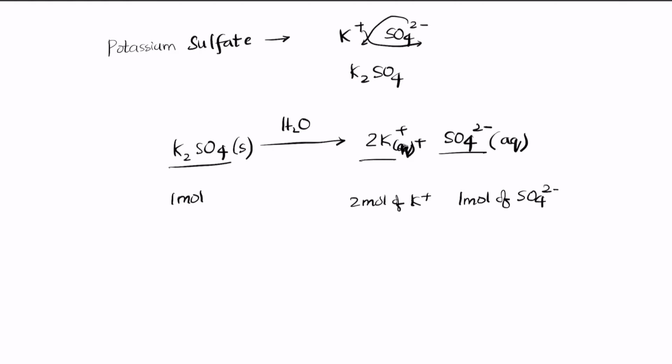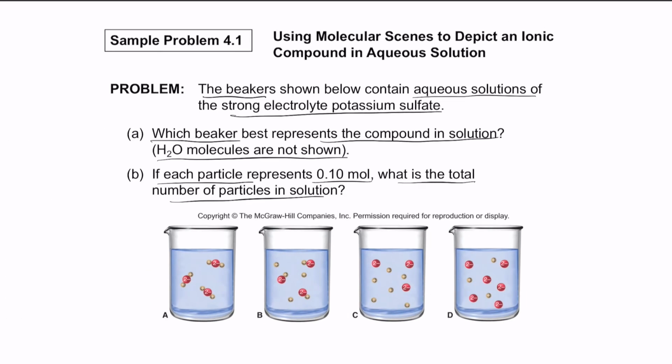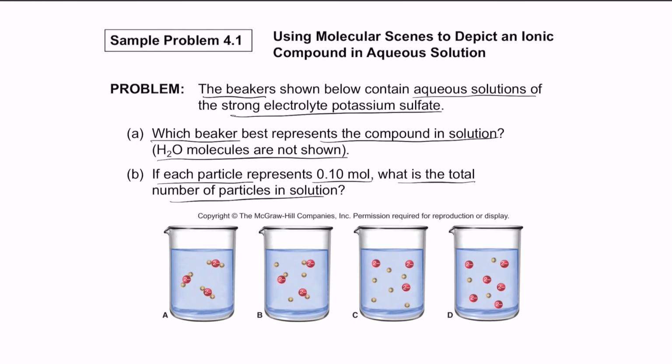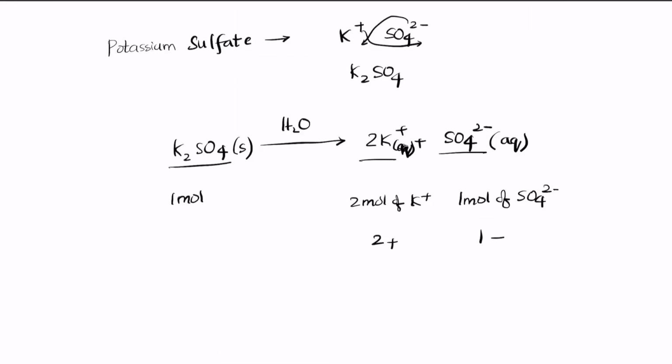Now let's look at the diagram and see if it matches any one of them. For each one negative charge, there are 2 positive charges. So which structure represents that? For each negative, you have 2 positives. So you have 2 minus for one positive.